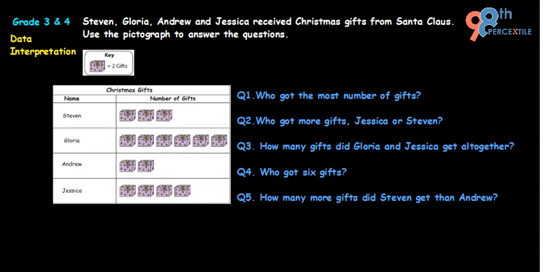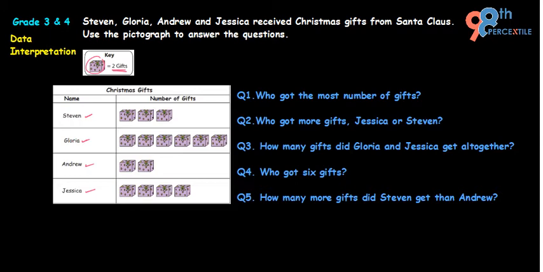If you notice here in the pictograph, we have Stephen, Gloria, Andrew and Jessica, and just beside them we have different boxes of gifts. We have a different number of boxes of gifts. And here there is a key which tells us that one particular box is equal to two gifts.